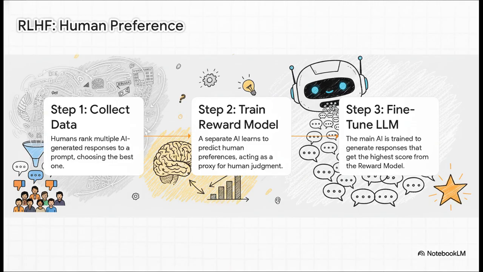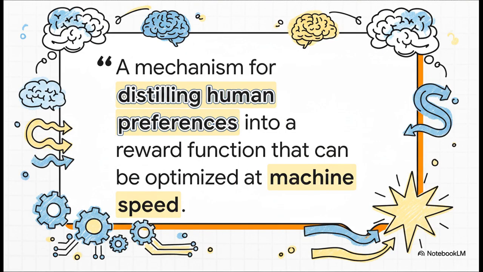It's this fascinating three-step dance. First, humans just rank different AI responses. They look at a few options and just pick the one they like best. Then, and this is the cool part, a separate AI, called a reward model, is trained to predict what those human preferences will be. So the really crucial point here is this.